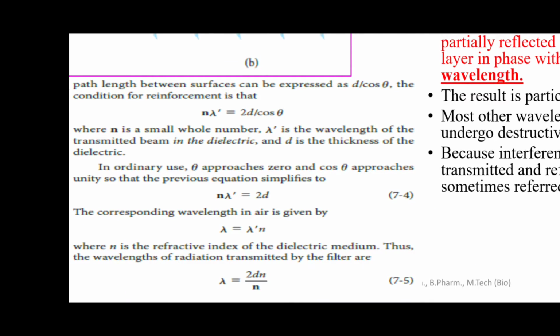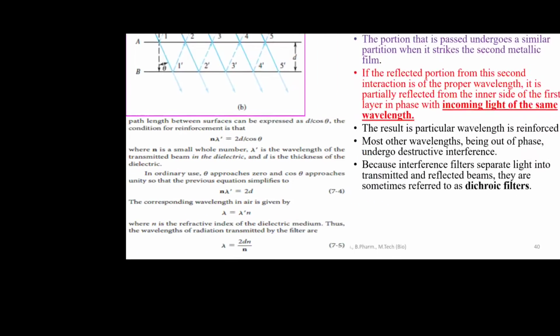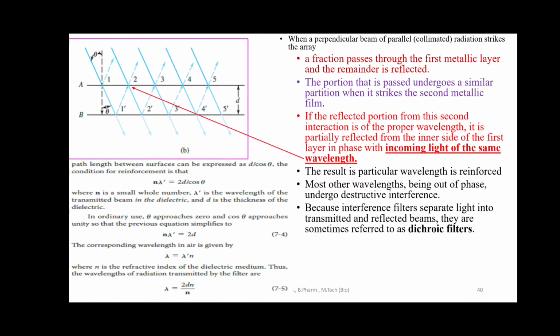Any light rays which can produce the wavelength, that means a reinforced wavelength. That's why we put 2D, and n is the number of reflections. Okay, and come to the next slide.